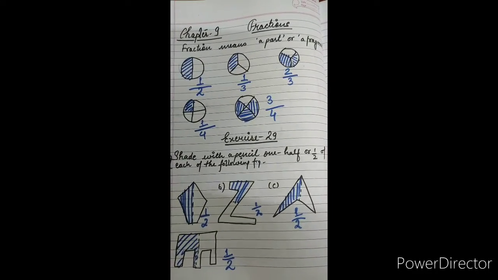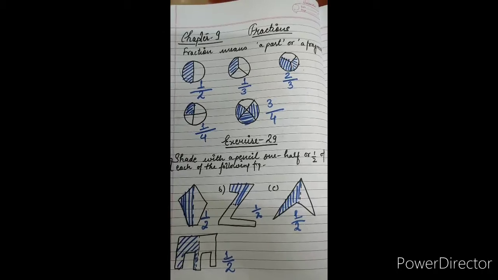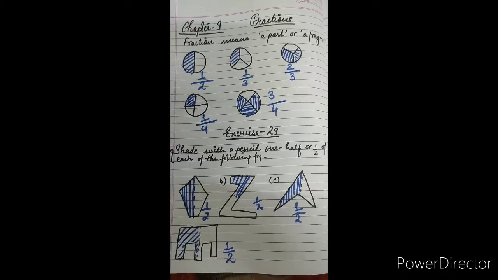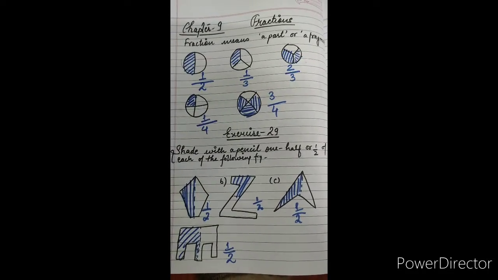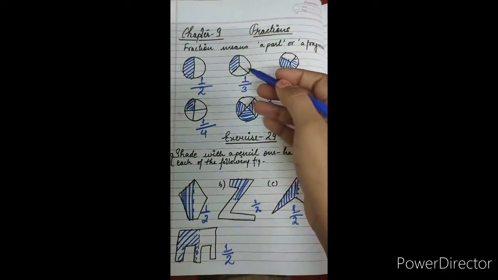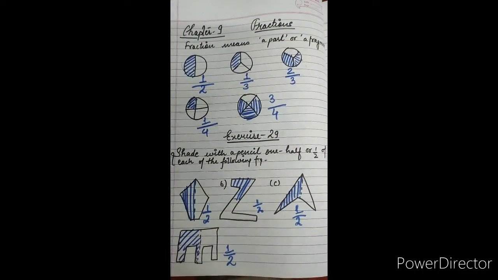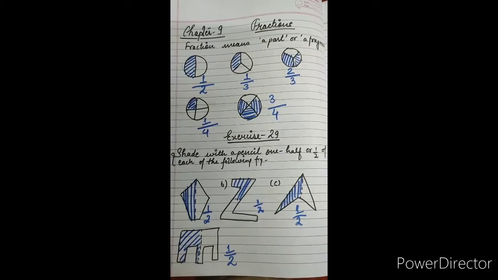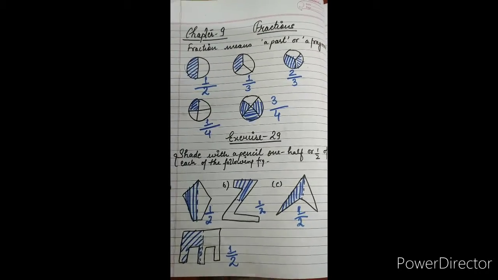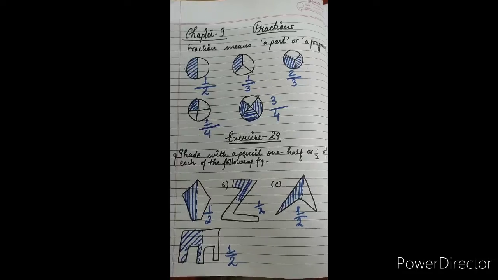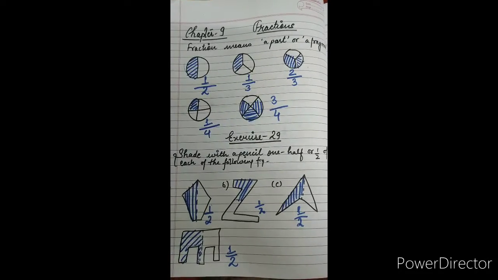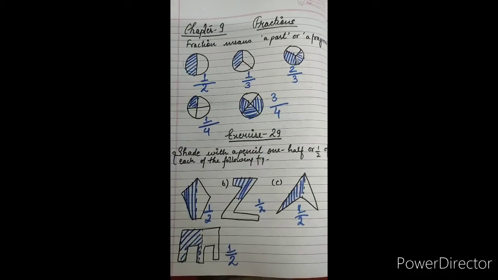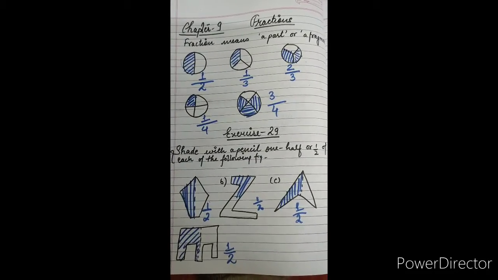Question number 2 is shade with a pencil 1/3 of each figure. Right? So, total parts is 3 and only one part is shaded. Okay, like this. And third one is shade with a pencil 3/4 of each of the following figures. Total parts is 4 and 3 parts will be shaded. Clear? Yes. So do questions number 2 and 3 of exercise 29 in your fair copy.